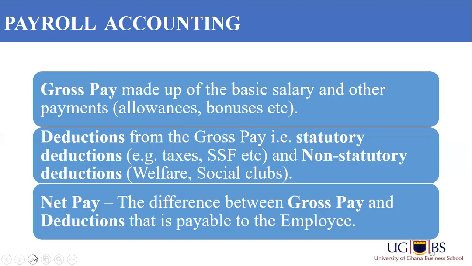So now you have a deduction. Deductions can be statutory or non-statutory. The statutory is the deduction that is required by law, which includes taxes and social security funds. And non-statutory deduction includes welfare, social clubs, right? The non-statutory is voluntary. It's not by force, right? You can choose to pay or not to pay. And after deducting all your deductions from your gross pay, you're going to get your net pay, right? So the net pay is the difference between the gross pay and the deduction that is payable to the employee.